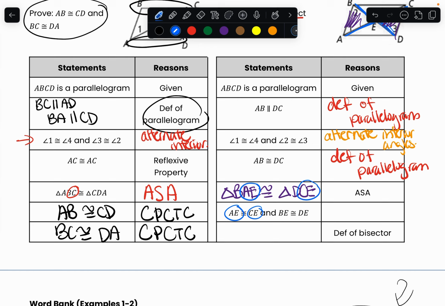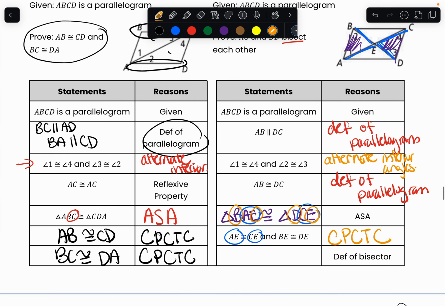Let's take a look at BE and DE. Well, BE is right here and here. On my congruent statement, this is congruent to DE, which is right here and here. So therefore, you can claim that they are going to be congruent. And the reason is because corresponding parts of congruent triangles are congruent. Now, once you claim they are congruent, let's label it. Okay?